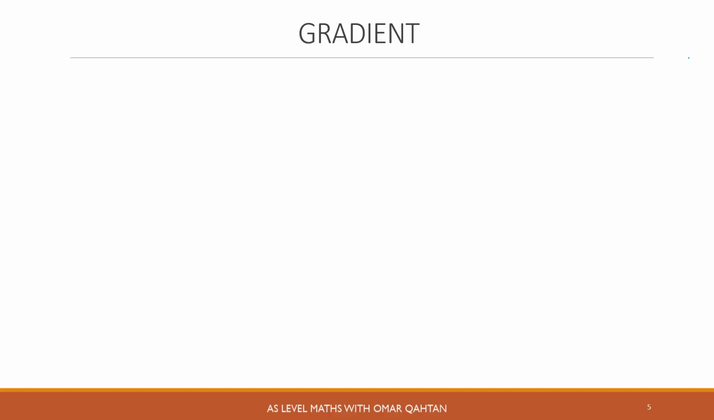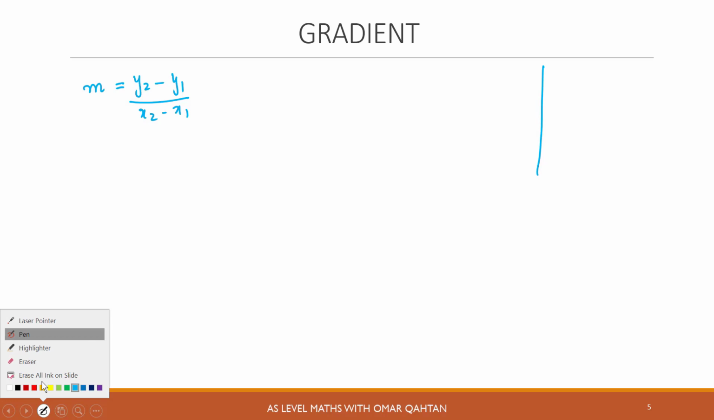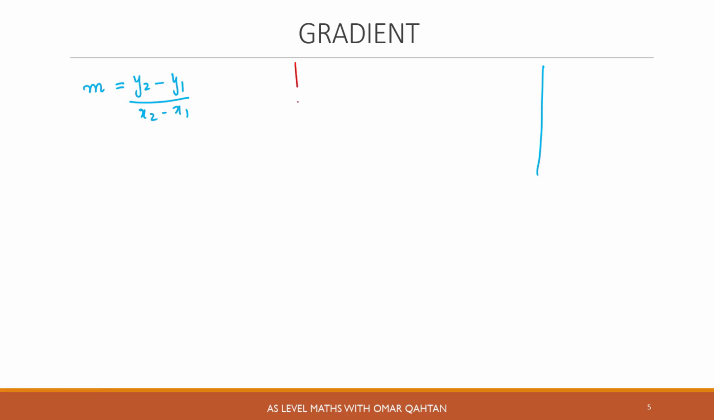Alright, so now gradient is just the slope of a line, or how steep a line is. It is represented by m, with the formula y2 minus y1 upon x2 minus x1. Normally gradients are of two types: one could be positive and the other could be negative. So how would you know if your line has a positive or a negative gradient?